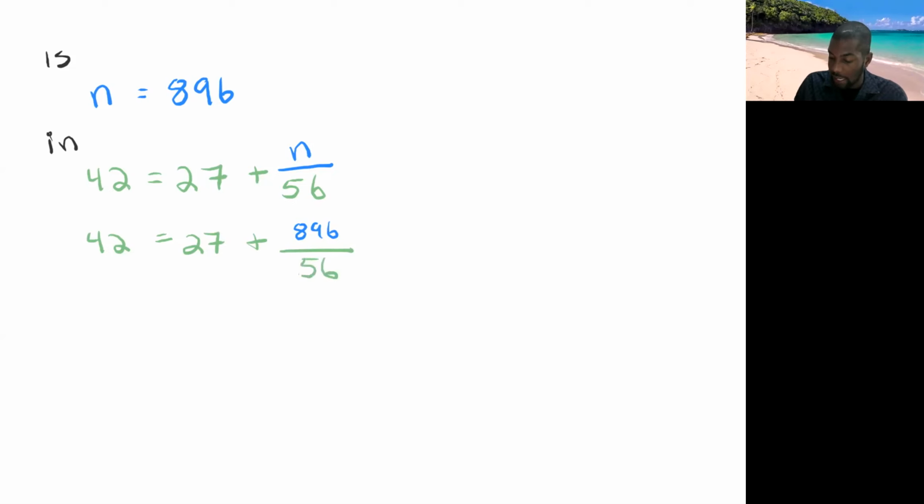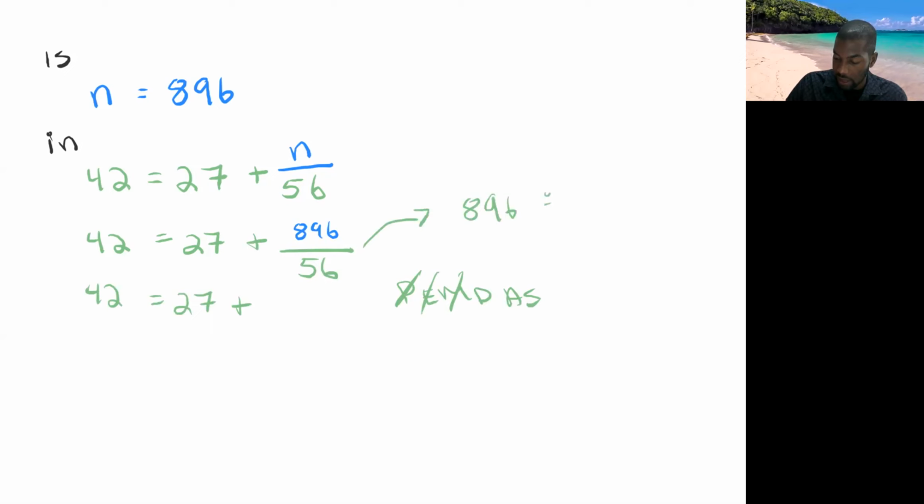All right, now it looks like I need to use PEMDAS and my calculator. First, I look and I say, do I have parentheses? No. Exponents? No. Multiplication? No. Division? Yes. So I'm going to rewrite it. 42 equals 27 plus, all right, now I'm going to use division. 896 divided by 56. That's what this really means. I'm going to use my calculator for that. I go to my calculator and I say 896 divided by 56 equals 16. All right, so this answer is 16.